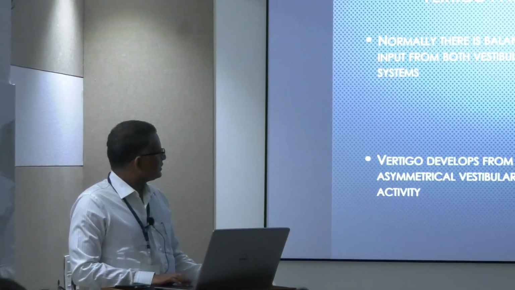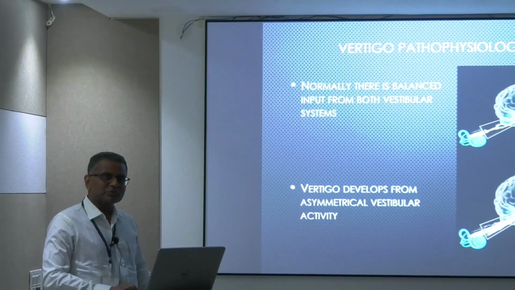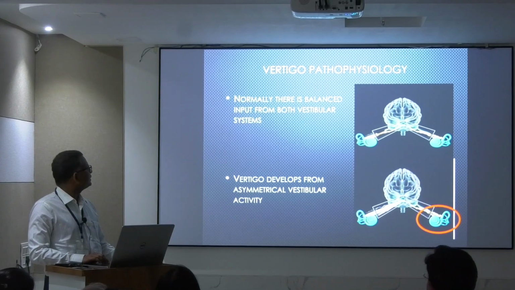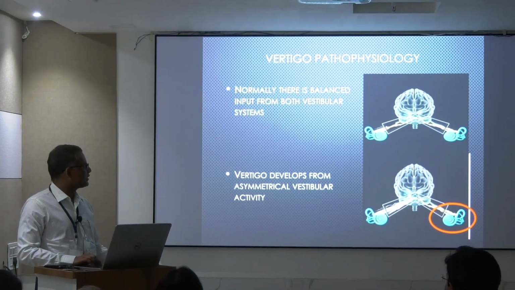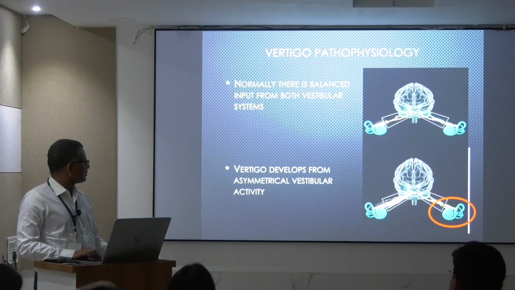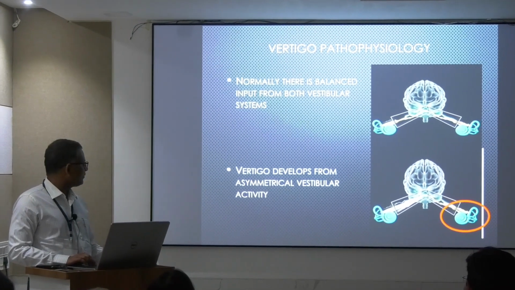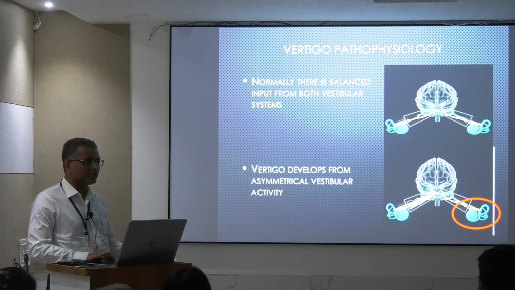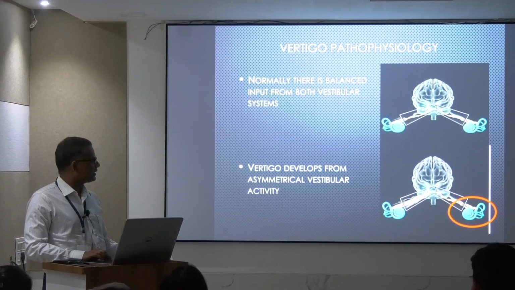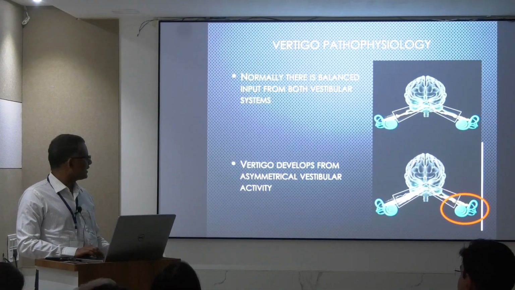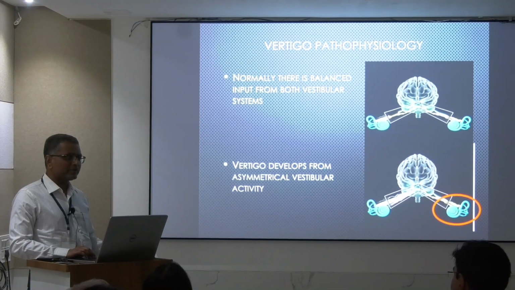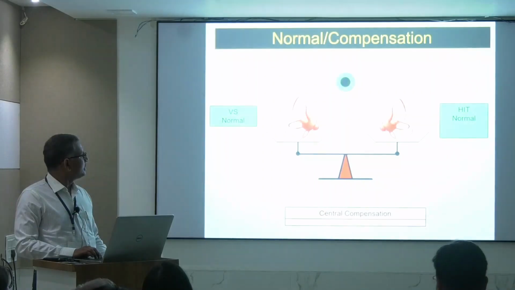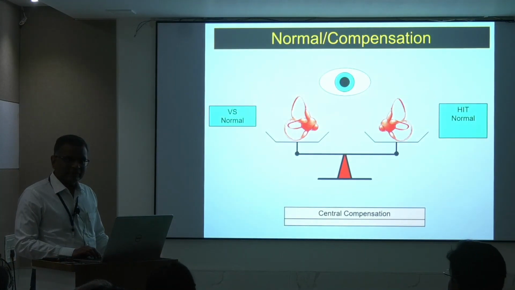So first we will just understand how the role of surgery and how vertigo happens. Vertigo always happens when there is a peripheral disturbance, asymmetrical vestibular activity. If any single side of the vestibular system becomes abnormal, then there will be asymmetrical information to the brainstem and cerebellum, and that is what will cause peripheral vertigo. I am not talking about central vertigo.